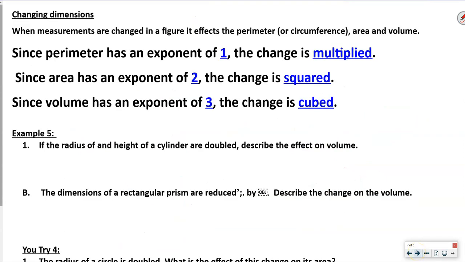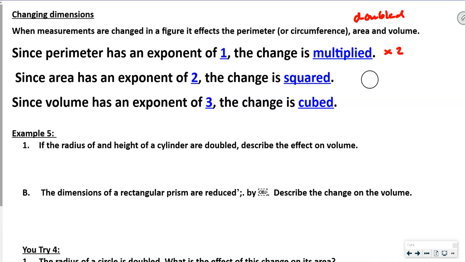All right, so on this next part, it says changing dimensions. When measurements are changed in a figure, it affects the perimeter or circumference, the area, and the volume, okay? So since perimeter has an exponent of 1, the change is multiplied. So let's just say it doubled, then this would be times 2, right? And then since the area is an exponent of 2, the change is squared. So that would be 2 to the second, so that would be 4. Or you take it to the second power, whatever it is, okay?